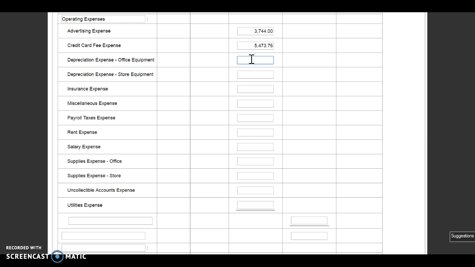Depreciation expense office equipment, $7,485. Depreciation expense store equipment, $9,830. Insurance expense, $6,000 even. Miscellaneous expense, $2,796.03. Payroll taxes expense, $14,375.91.